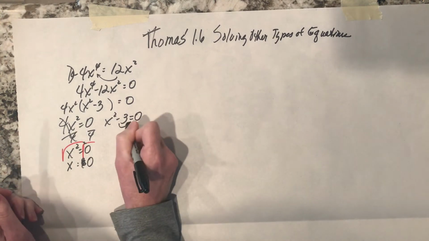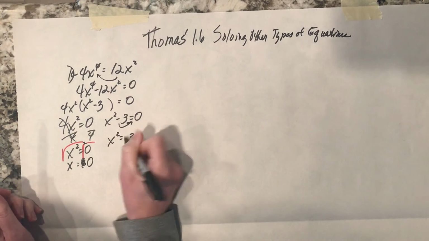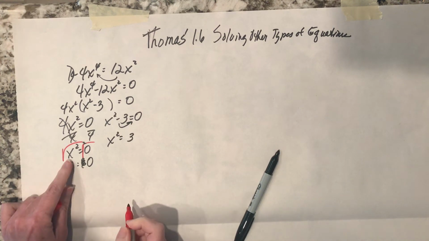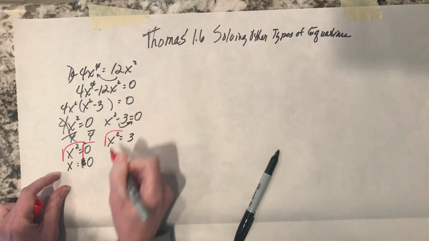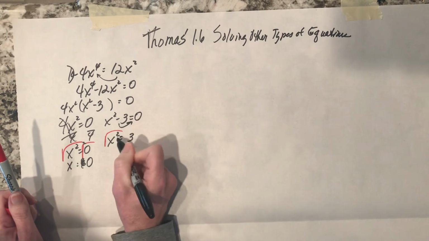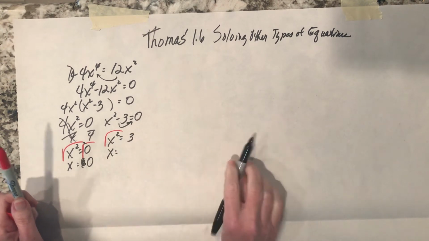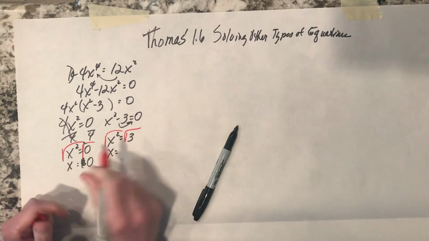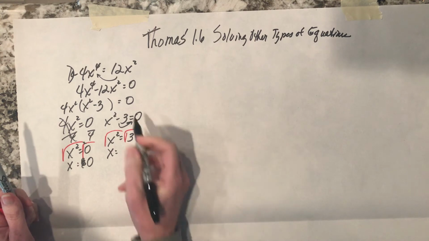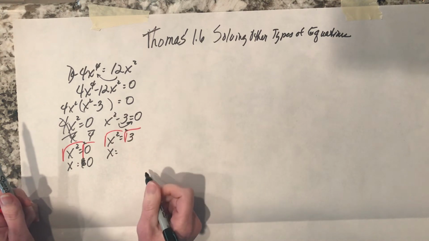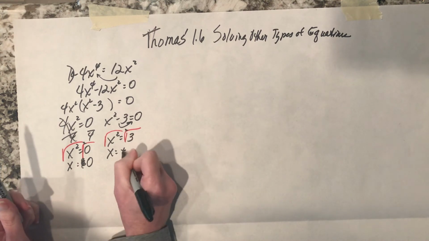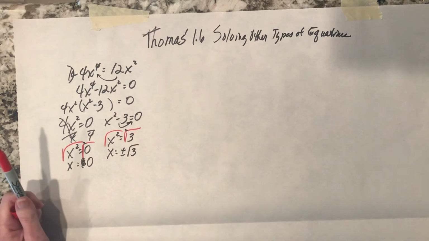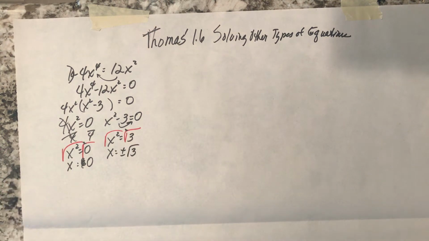Moving on, let's send this 3 over. We get x squared equals 3. We're now in this position. We've got x squared. We want x. So take the square root. Squaring and unsquaring cancel each other out. Whatever you do to one side, you want to do to both sides. Since this is an even root, 2, 4, 6, or 8, we have to consider both the positive and negative versions. So there's our answer.